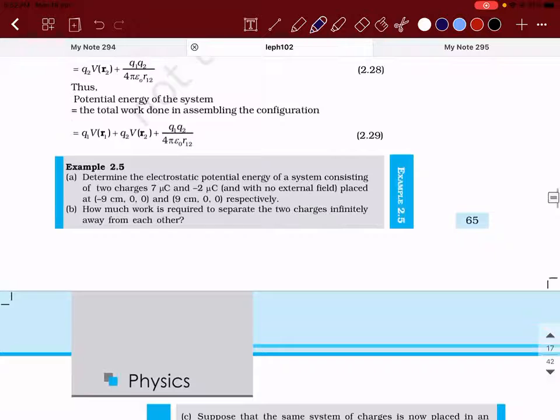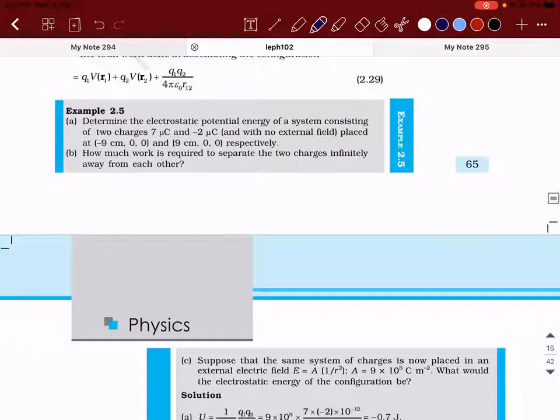Okay. Now let's try example 2.5. Try this question on by yourself. So 2.5 also speaks about the electrostatic potential energy of the system. So there are two charges. What are they? 7 microcoulomb and minus 2 microcoulomb. And there is no external electric field present. Okay. Why did they mention this point?